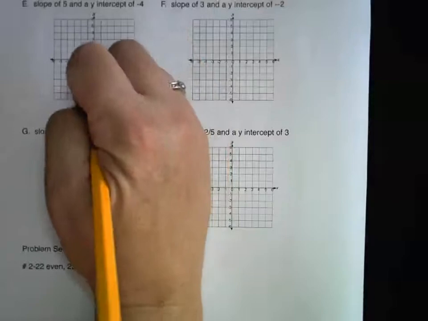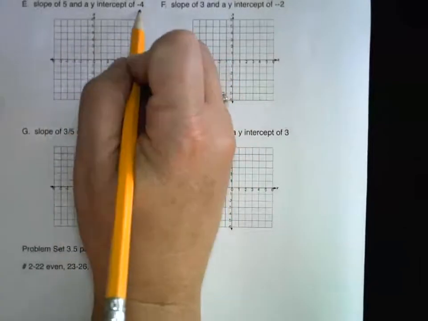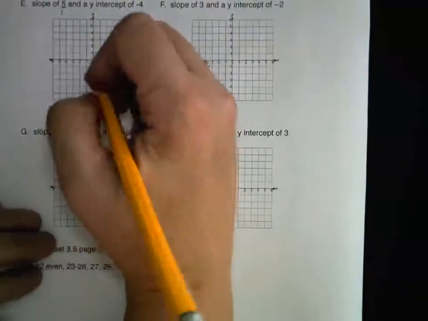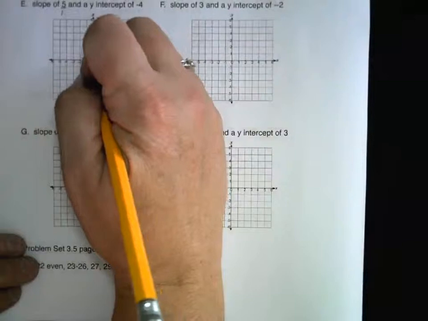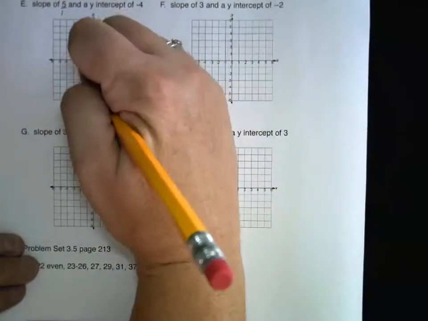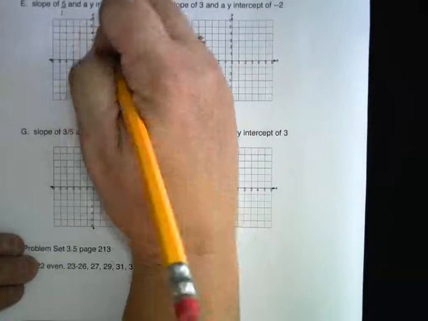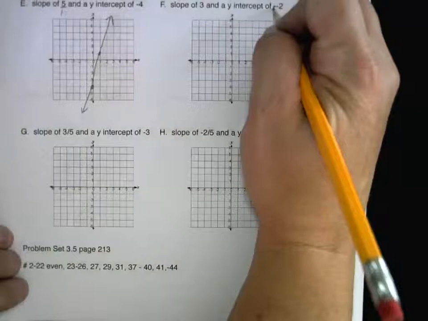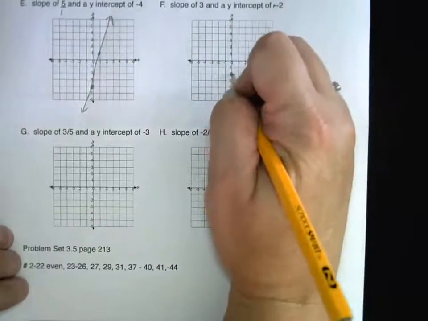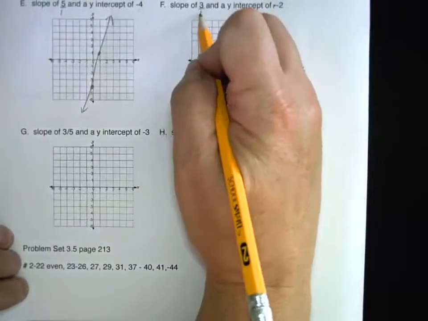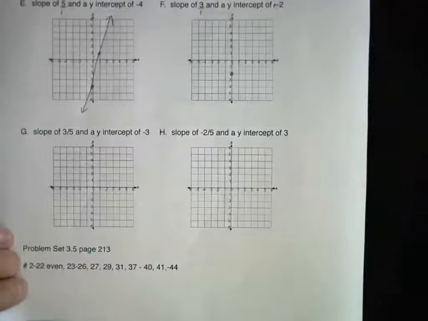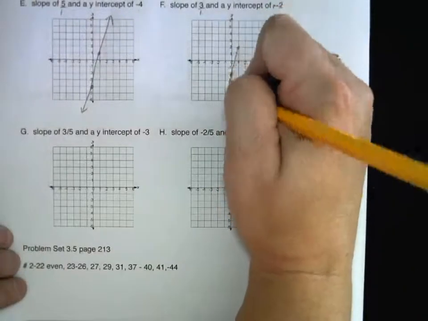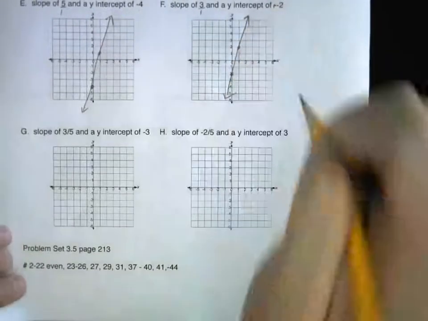Letter E, your y-intercept is negative 4. Slope is 5. You might want to write that as 5 over 1. You go up 5 and 1 to the right, and your line is right there. Letter F, this is a typo. It should just be negative 2. So your y-intercept is negative 2. Slope is 3. You might want to write that 3 over 1. And that goes up 3 and 1 to the right. And your line looks like that.